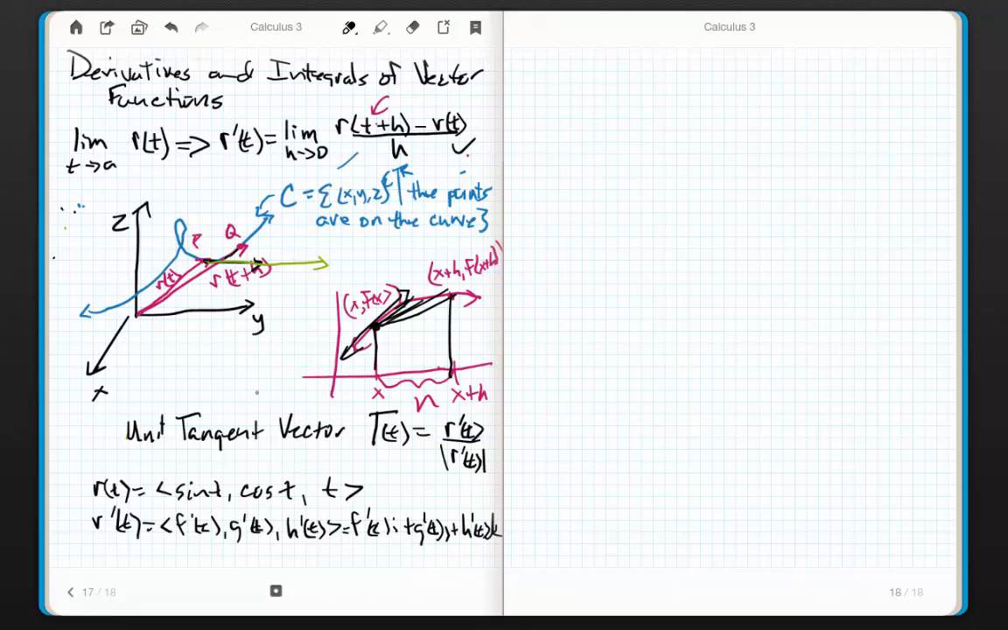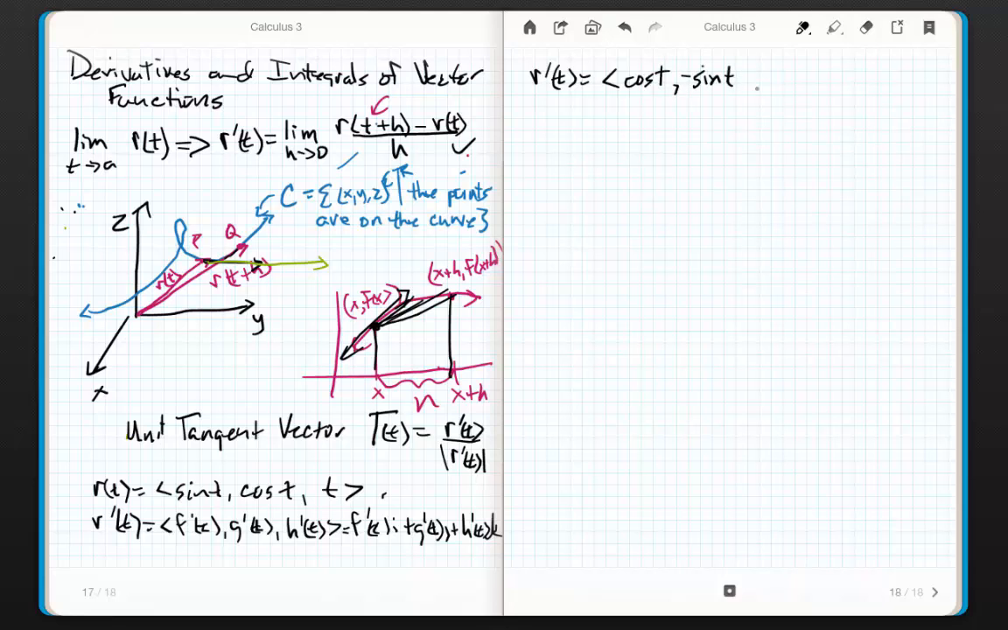Okay? So in this case, r prime of t is equal to cos t, negative sine of t, and, oops, not t, but 1. I don't know about you guys, it kind of sounds like fun. All right. So if I want r prime of pi halves, I know what it's going to spit out is 0, negative 1, and 1.